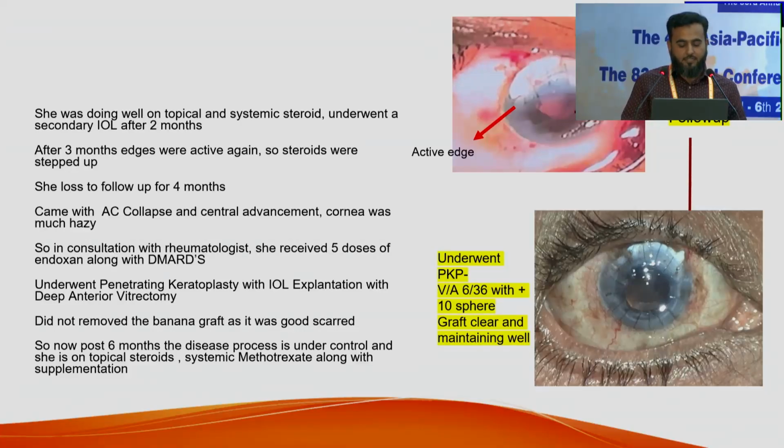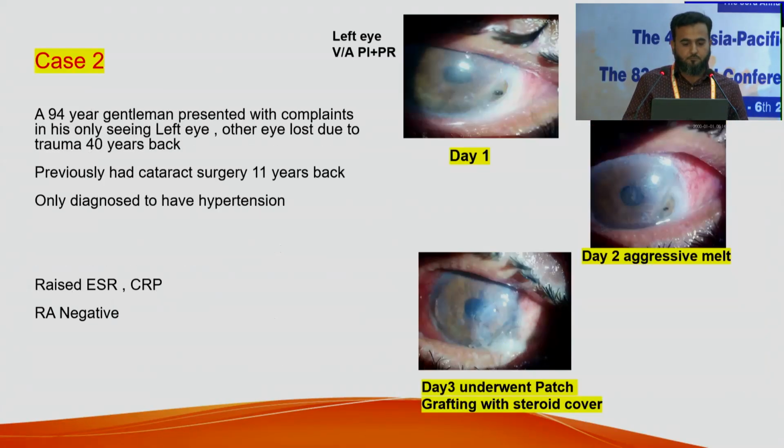And she underwent a penetrating keratoplasty. Importantly, I didn't remove the banana or the crescentic patch graft which I had placed previously, because it had scarred very well and was blocking the conjunctival vessels from growing over the cornea. So as of now, this patient is doing well, and she is on topical as well as systemic steroids.